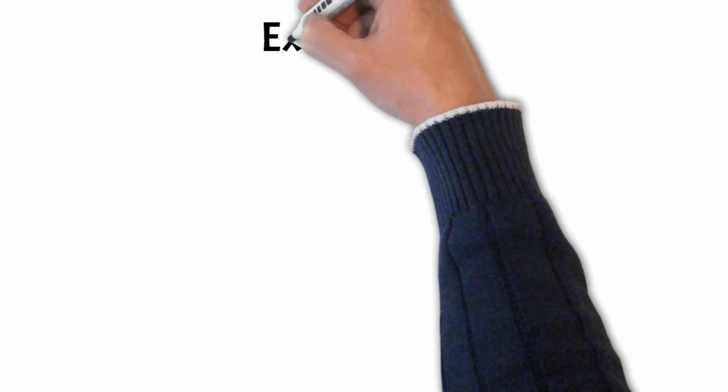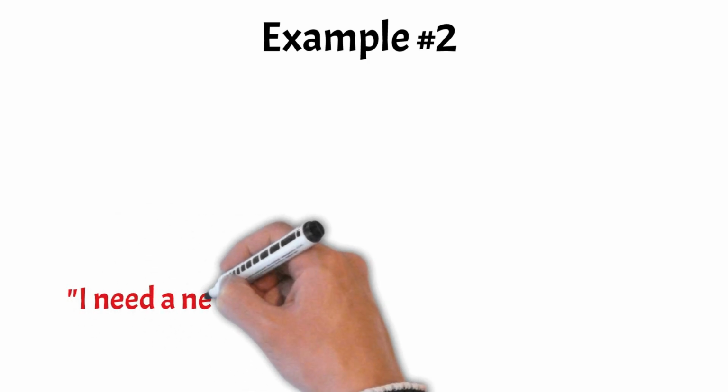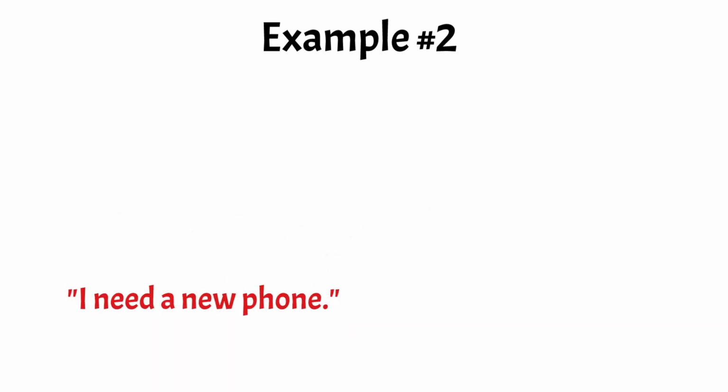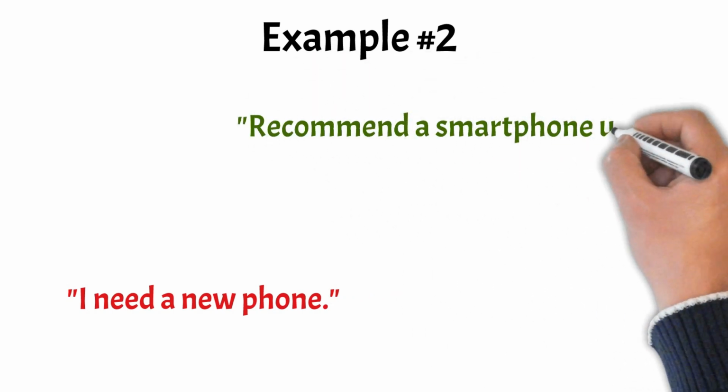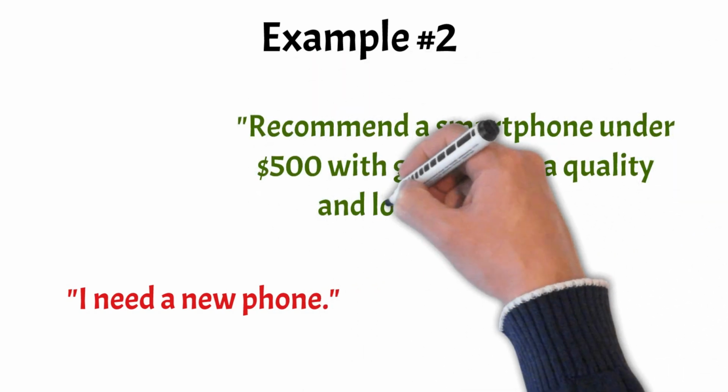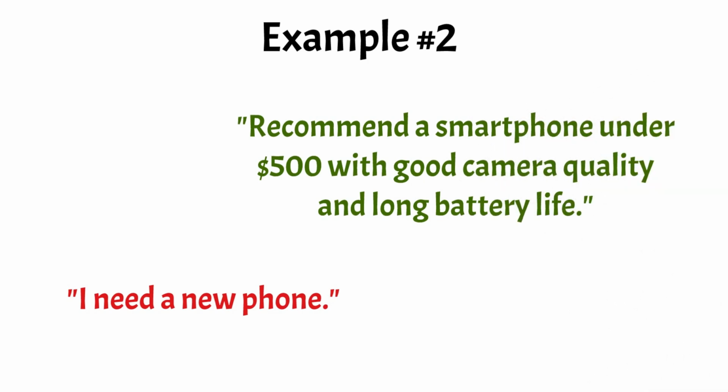Number 2. Prompts like, "I need a new phone." This prompt is ambiguous and lacks context. A better prompt would be, "Recommend a smartphone under $500 with good camera quality and long battery life." The improved prompt provides specific criteria, helping the AI to recommend suitable options based on defined requirements.